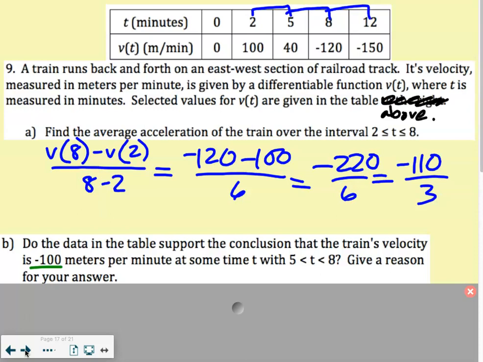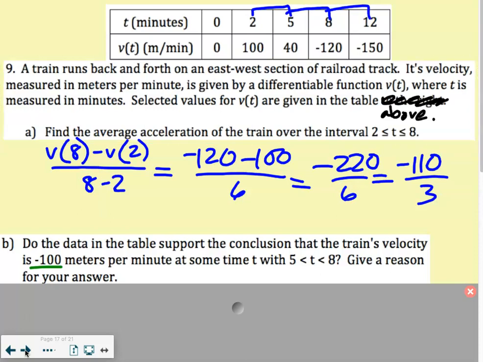Do the data? Yes, the data do support the conclusion. Okay. So, data is plural, datum is singular, right? Yes, multiple datums. Do the multiple datums support the conclusion? Yes. All right. So, we want to know if this negative 100 is going to fall as a velocity value between 5 and 8.